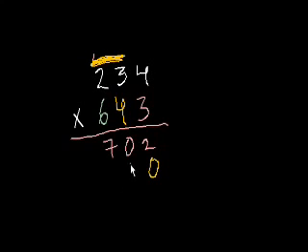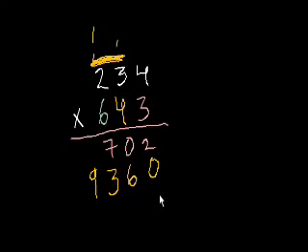4 times 4, well, that's 16. Carry the 1. 4 times 3, well, that's 12. Plus 1, well, that's 13. 4 times 2 is 8. Plus the 1, well, that's 9. And now we're done with the 4, or the 40, depending on how you want to view it. Now we're ready for the 6, or the 600.